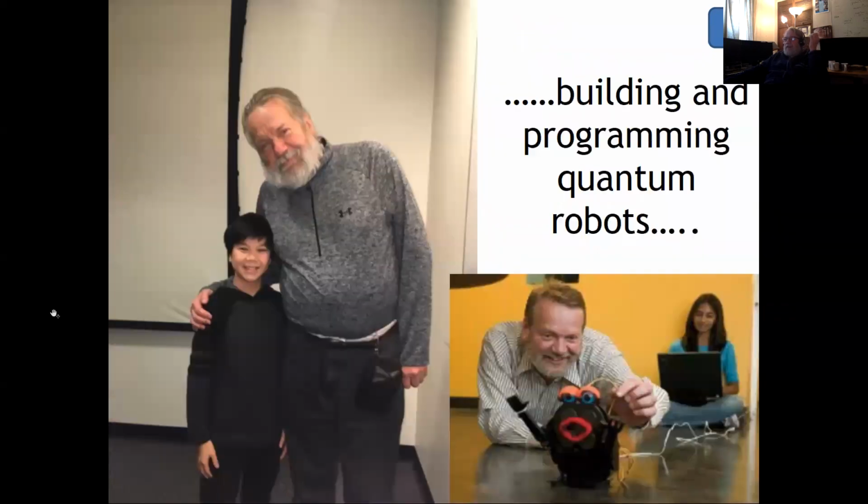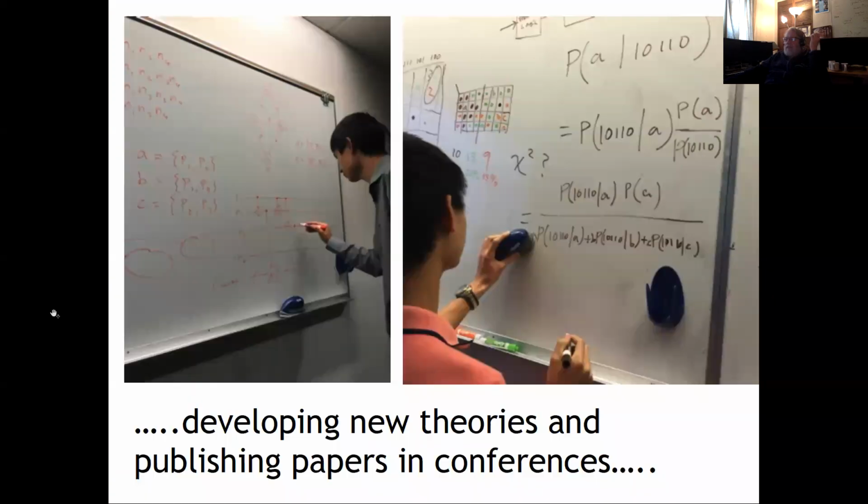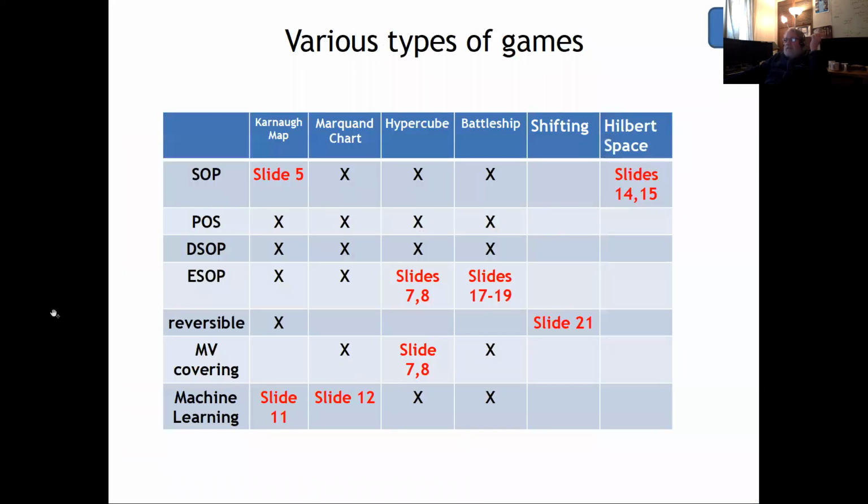So here you have the examples of some of those students that were building robots, programming robots with the quantum Grover algorithm or other. They won several national competitions. They're developing new theories for circuit design, for quantum algorithms, and are playing games. Actually, young people like to play games very much, and I wanted to use this opportunity that there will be programming games and they will be solving games, learning about quantum and circuit ideas.